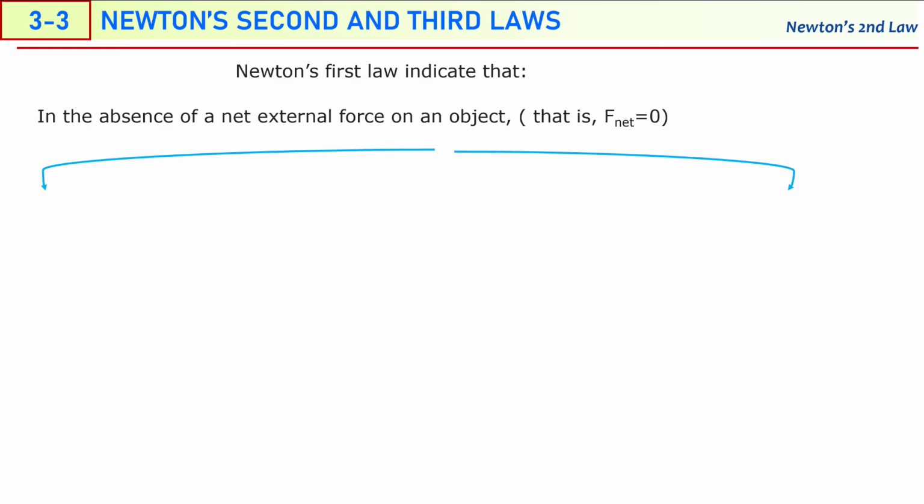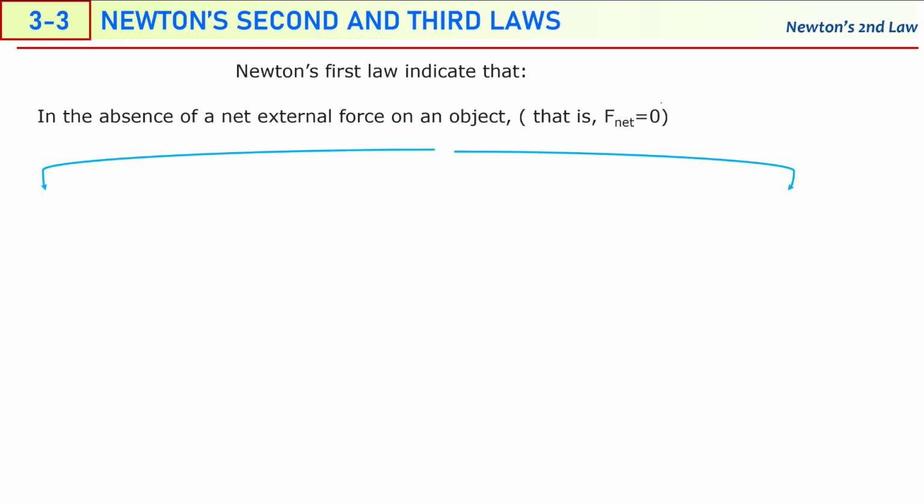Hi everyone. We will continue today with section 3, chapter 3, which is about Newton's second and third laws. First, in the previous section we talked about Newton's first law and its consequences, and we know that Newton's first law indicates that in the absence of a net external force acting on the object, the net force is equal to zero.